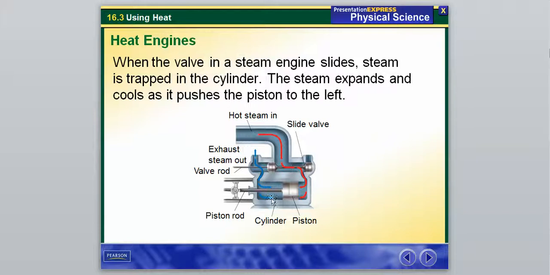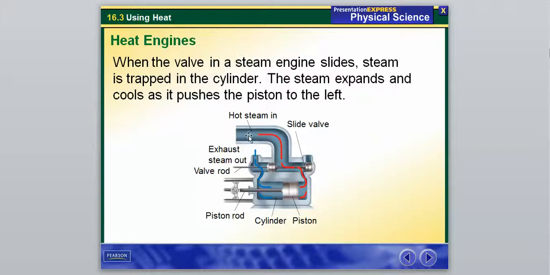So here's our cylinder right here, and you notice this sliding valve is right here, so it moves and it brings the hot steam in. Again, it gets trapped in the cylinder, and then as the steam expands and cools, it pushes the piston to the left. So you can follow right here.